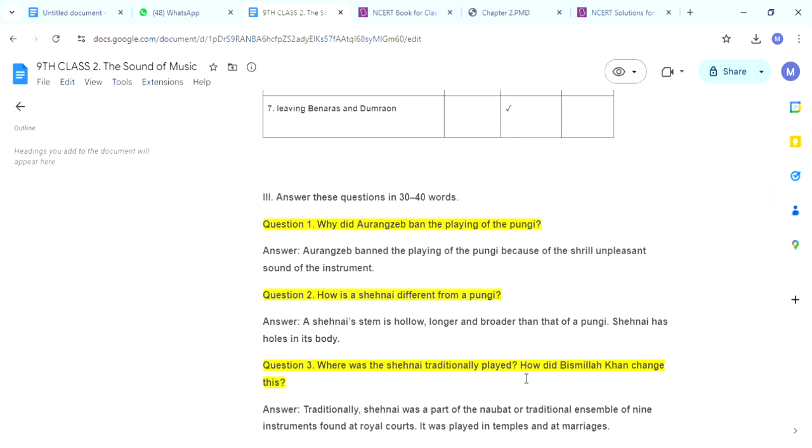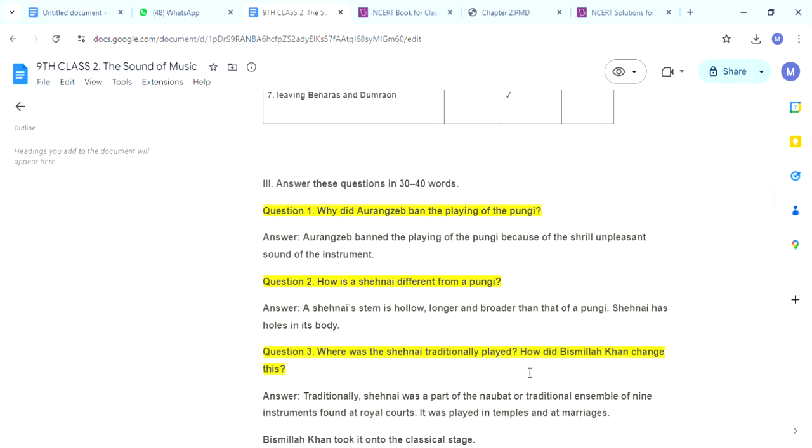Answer the questions in 30 to 40 words. Why did Aurangzeb ban the playing of the Pungi? Answer: Aurangzeb banned the playing of the Pungi because of the shrill, unpleasant sound of the instrument.